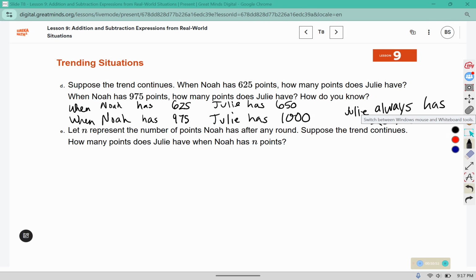So now this time we're comparing Julie's amount to Noah. So it says let n represent the number of points Noah has after any round. Suppose the trend continues. How many points does Julie have when Noah has n points? So we take Noah's, and to get Julie's score, we have to add 25.